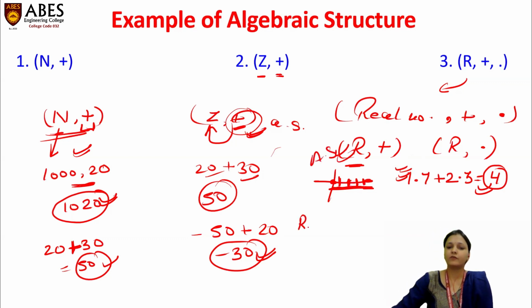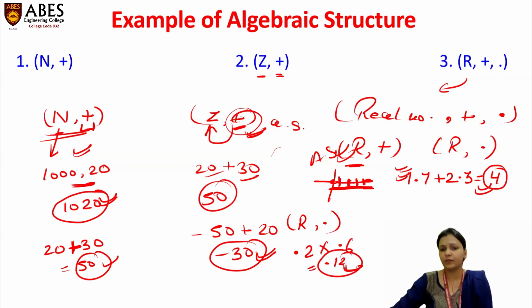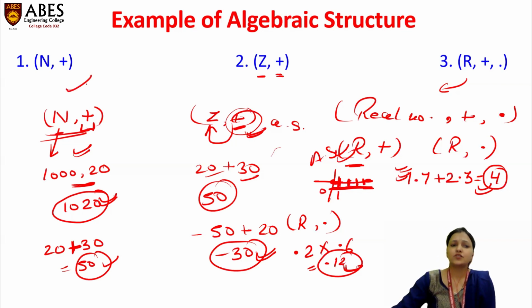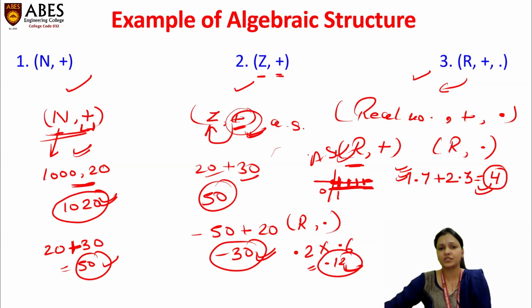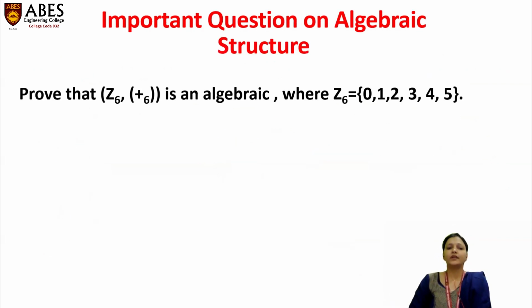If we talk about real numbers with multiplication, if we multiply 0.2 with 0.6, we will get 0.12. So 0.12 is also a real number, which lies between 0 and 1. So natural numbers with addition, integers with addition, and real numbers with addition as well as multiplication are all algebraic structures. This is an important example of algebraic structure.